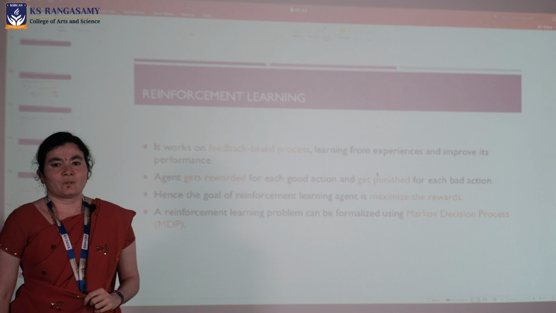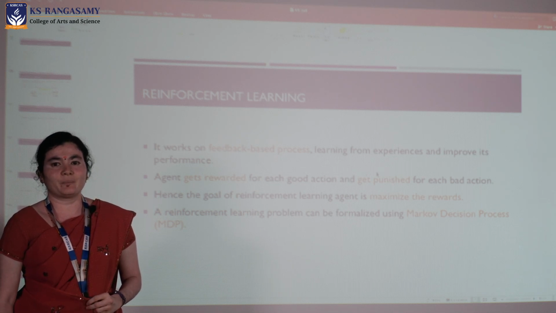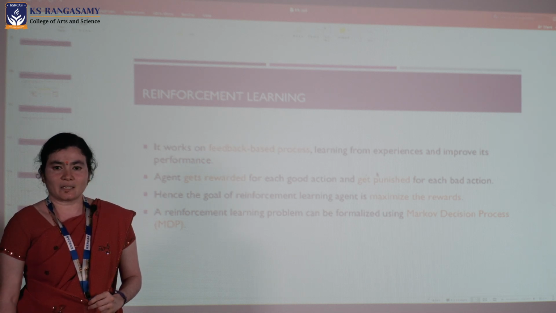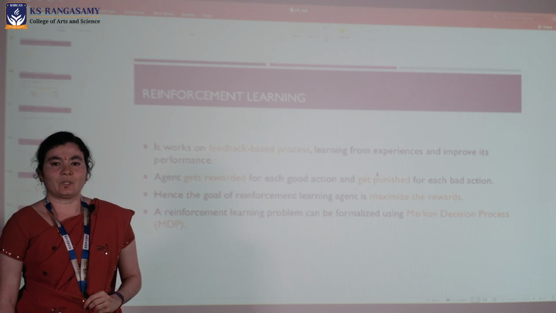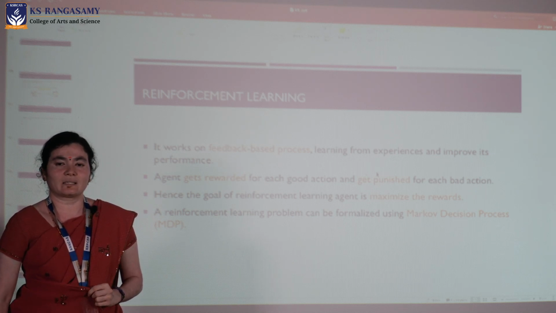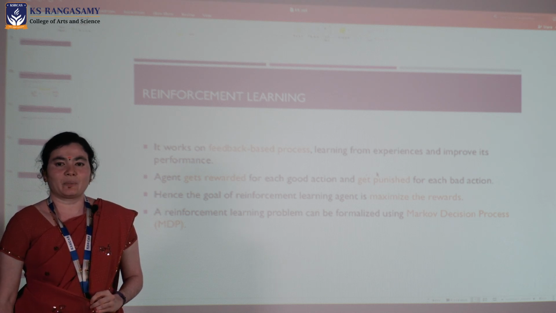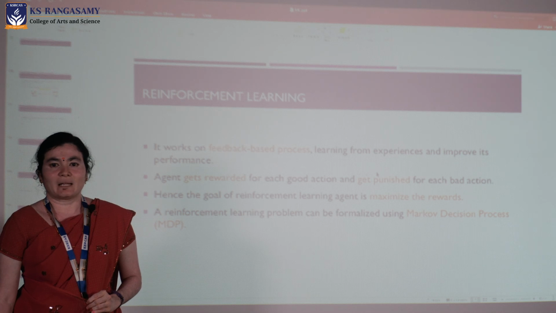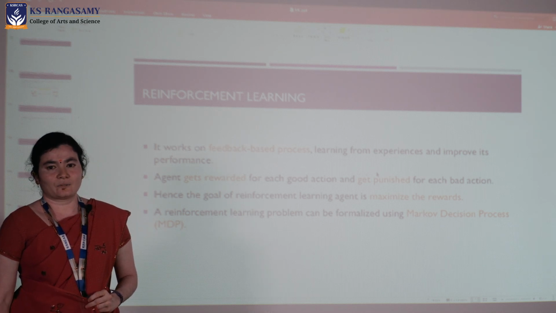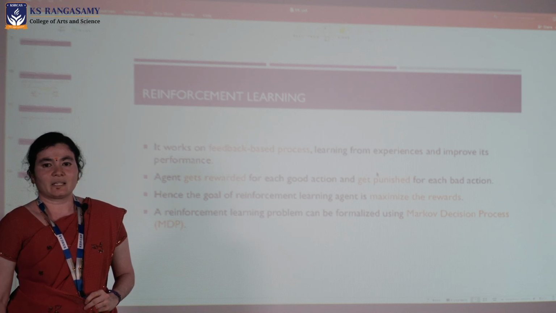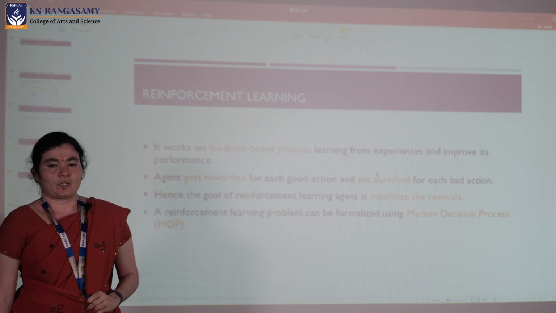Next one, reinforcement learning. Reinforcement learning works based on a feedback process. An agent is nothing but an AI program. The agent gets rewarded for each good action and gets punished for each bad action. The goal of reinforcement learning is for the agent to maximize the rewards.